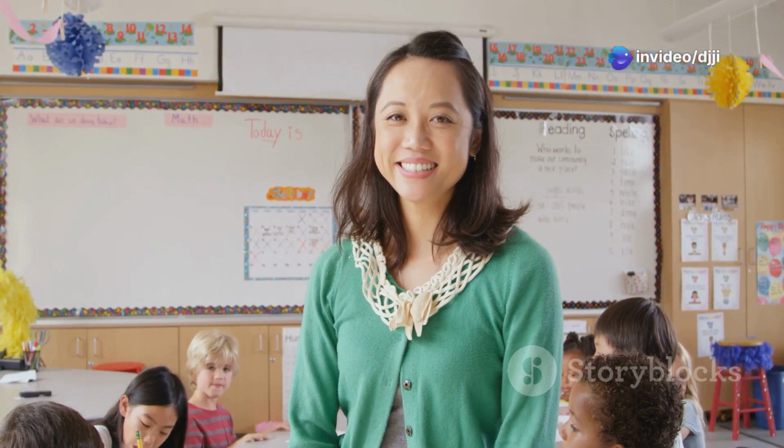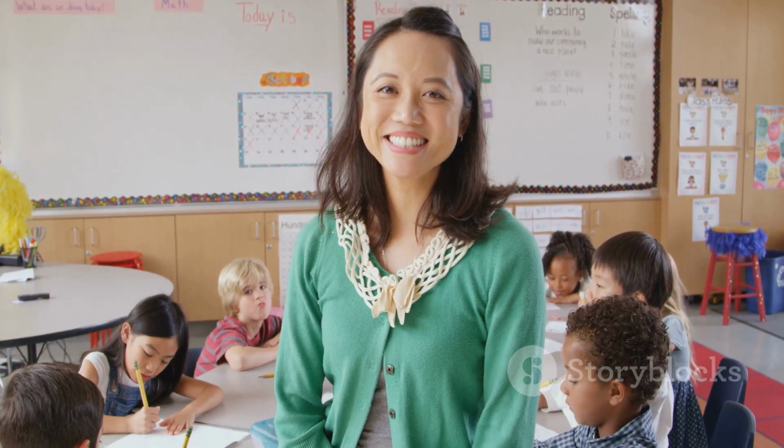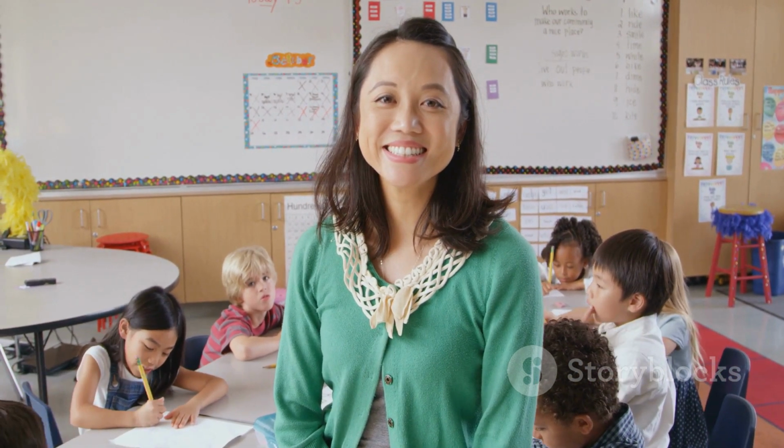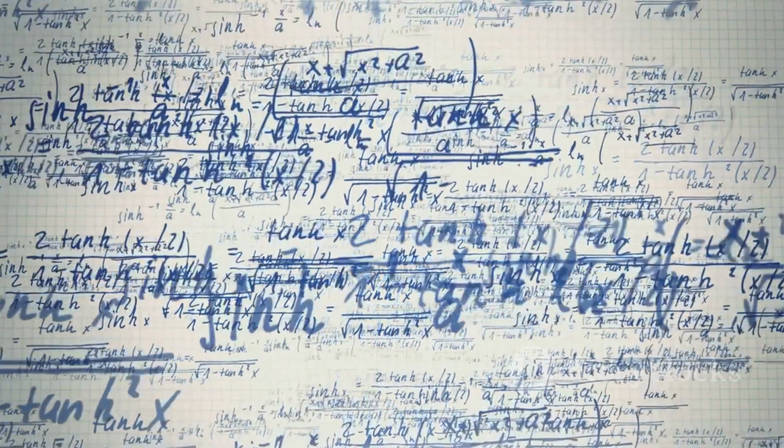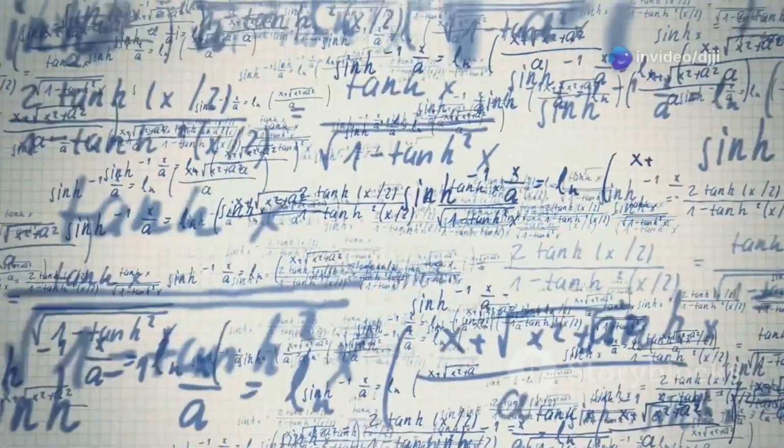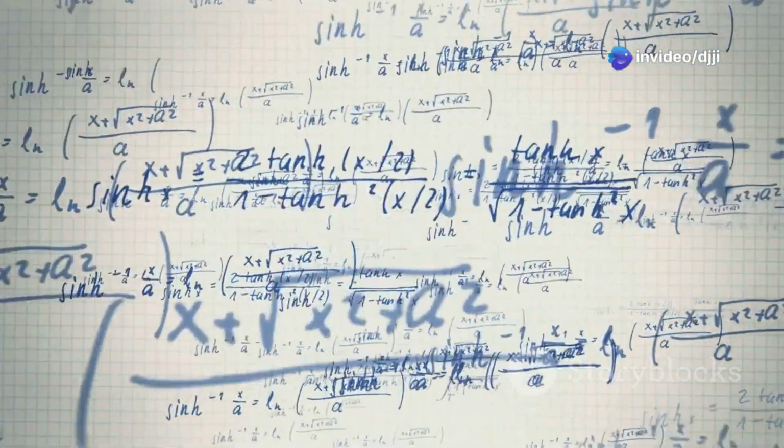Alright, let's talk about the three main trigonometric functions: sine, cosine, and tangent. These are the tools you'll use to unlock the secrets of triangles. These functions help us find the sides and angles of right-angled triangles. They are essential for solving many real-world problems.